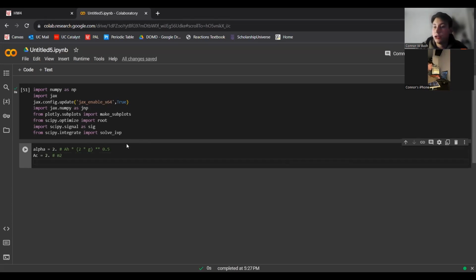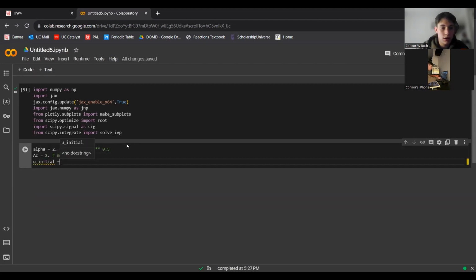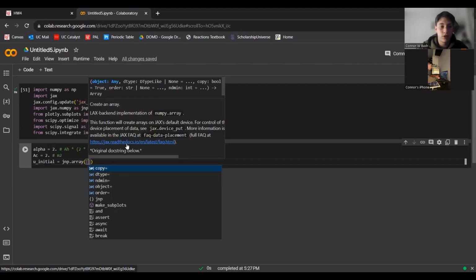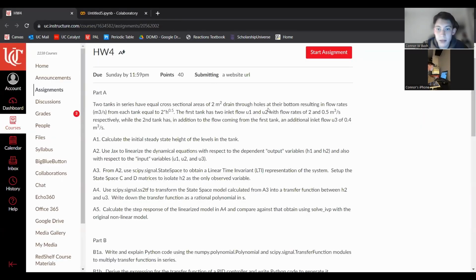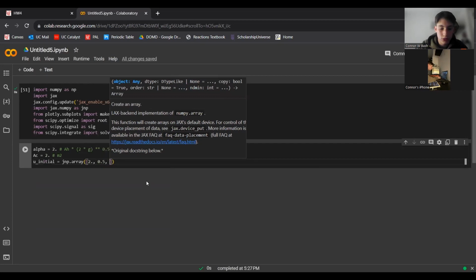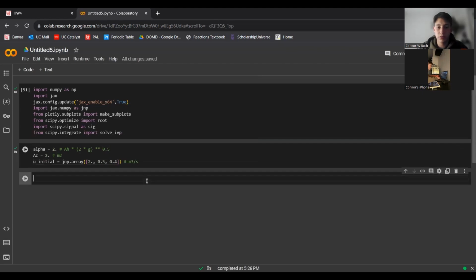And then we're given U1, U2, U3. We're going to make an array. We're going to use a JAX NumPy array, because down the line I'll explain why. So for U1, we're given that it is 2, and then U2 is 0.5, and then 0.4 for U3. So just inputting those values here. This is in units of cubic meters per second. It's a volumetric flow rate. So that's the big information that we're given up front.